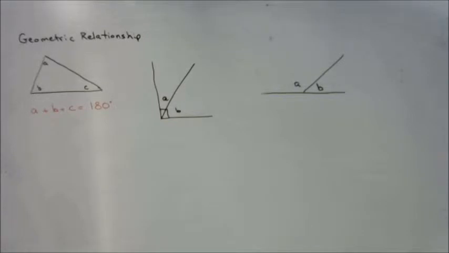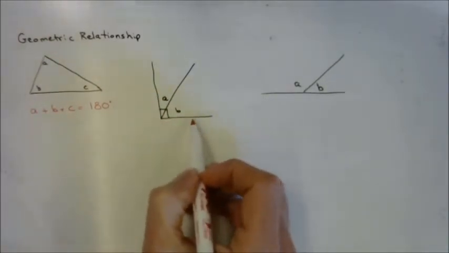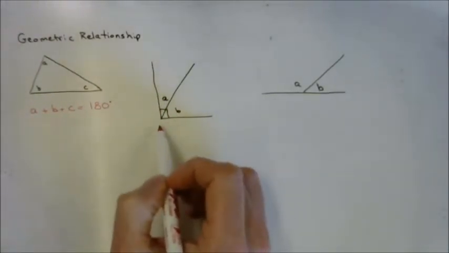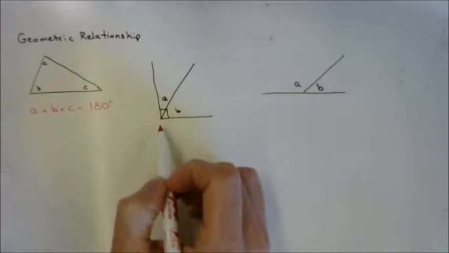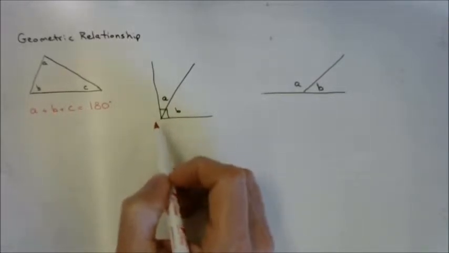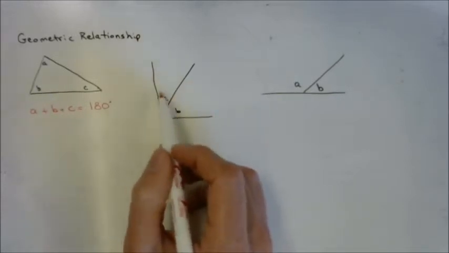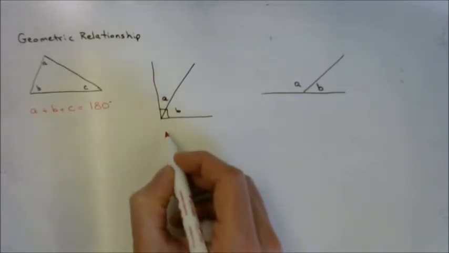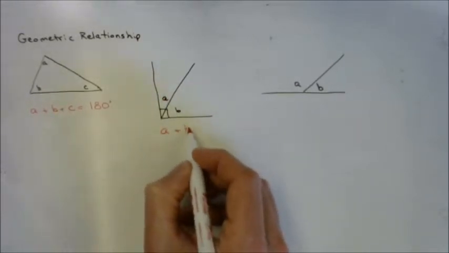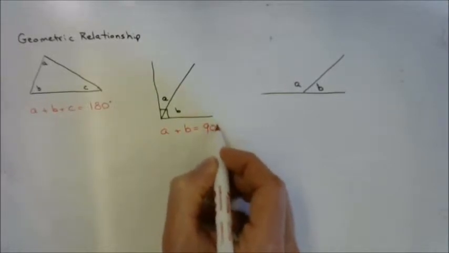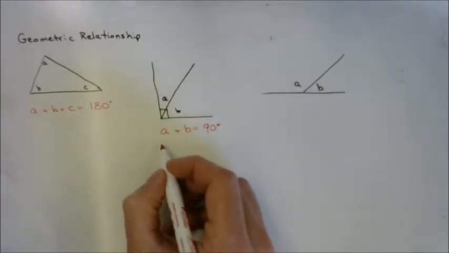What is the next diagram showing us? A right angle. What's a right angle? It's 90 degrees. It's getting cut into 2 angles. Doesn't matter what those angles are, but A plus B equals 90 degrees. And what type of angles are these?